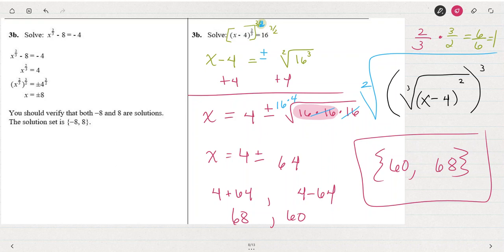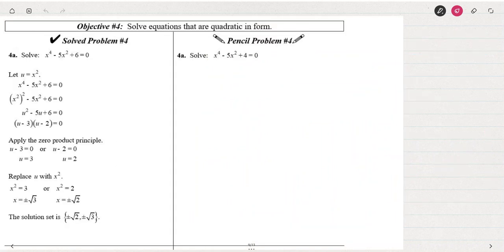Are you ready for just a couple more examples? This next example is quadratic-like. It's not quadratic because it's to the 4th power. You could use what we call u substitution, and think of it like let u be x squared, and if u is x squared, then u squared is x squared squared, or x to the 4th.